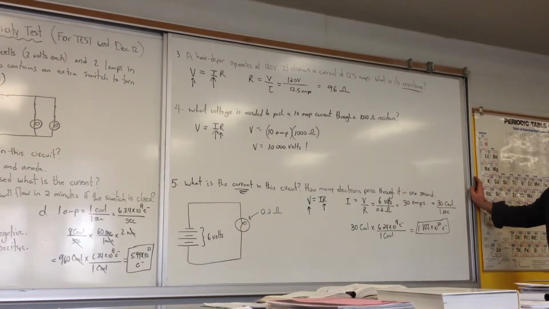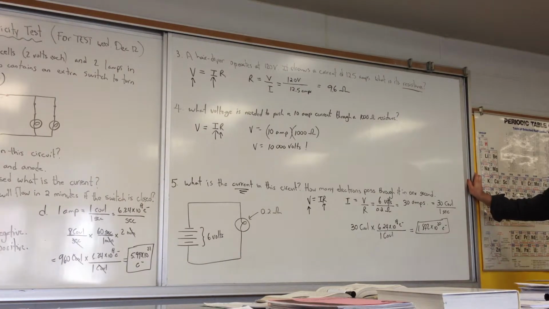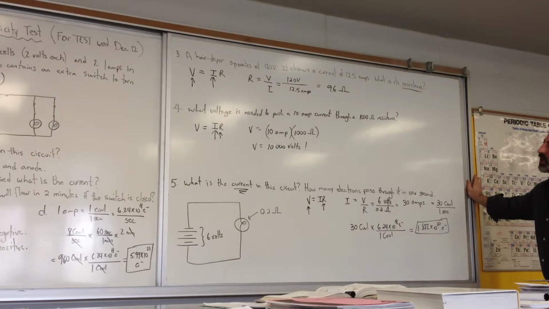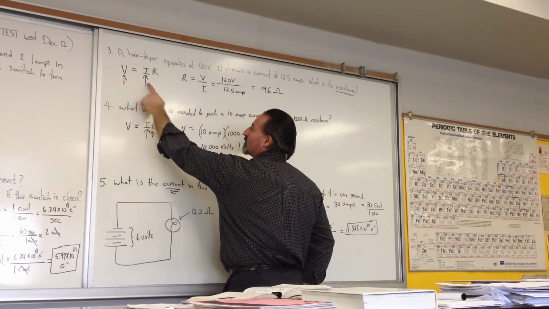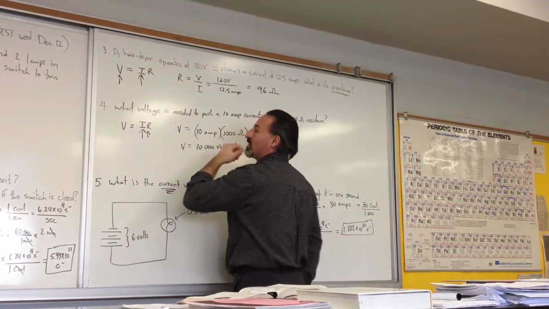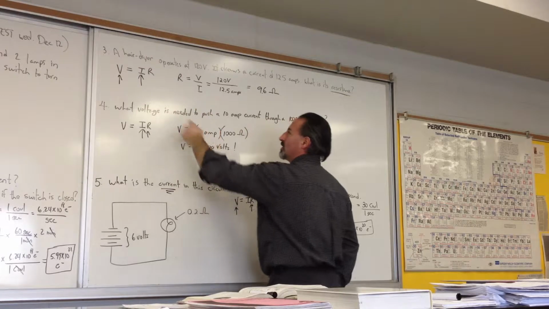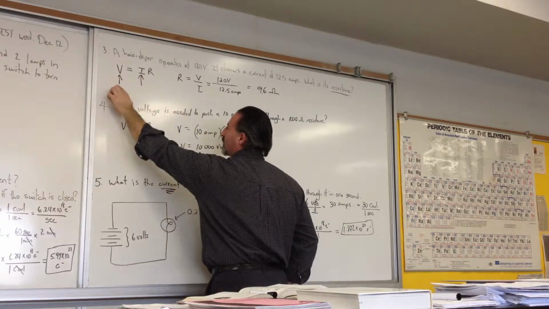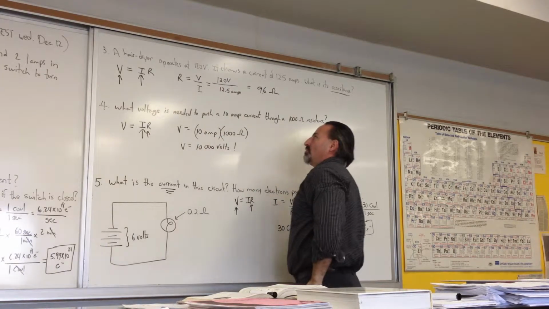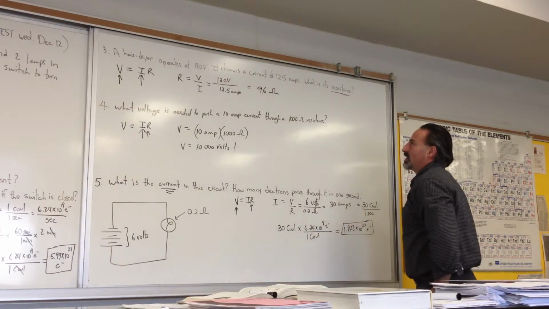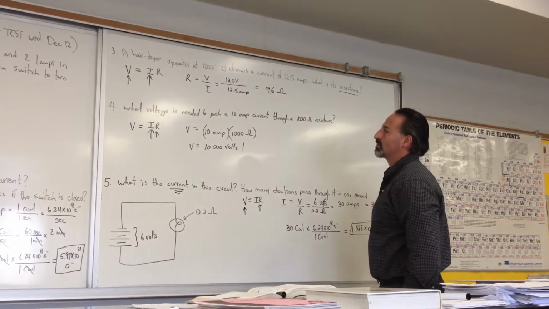In the next question, we have a hairdryer operating at 120 volts. It draws a current of 12.5 amps. What is its resistance? We again use Ohm's law. The 2 arrows point out the 2 things that we are given. We're given the voltage, we're given the current. We want to find the resistance. So we rearrange the equation. We transpose the I. So R is equal to V over I. We get 120 divided by 12.5. When we plug in the numbers, the answer is 9.6 ohms.